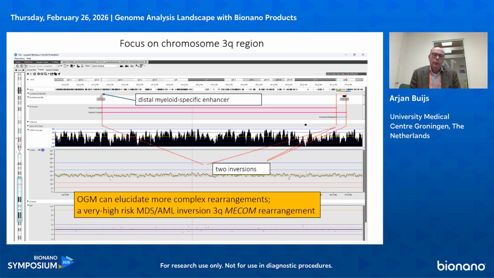So indeed, we can say that OGM can elucidate more complex rearrangements, and in this case, it's a very high risk AML with a MECOM rearrangement.